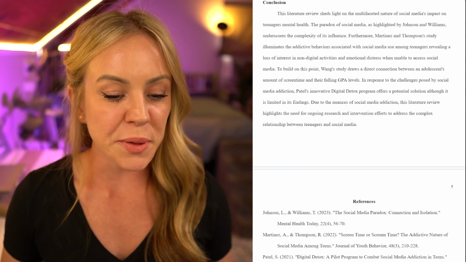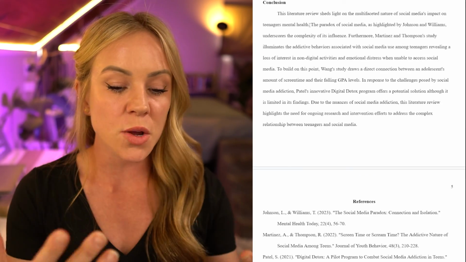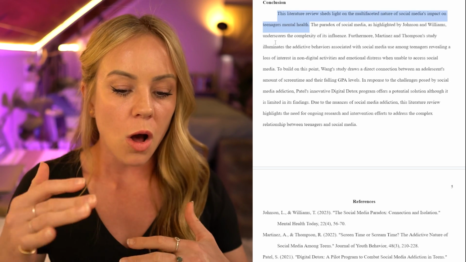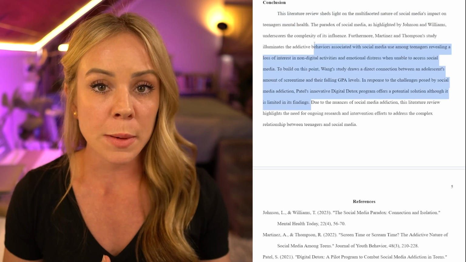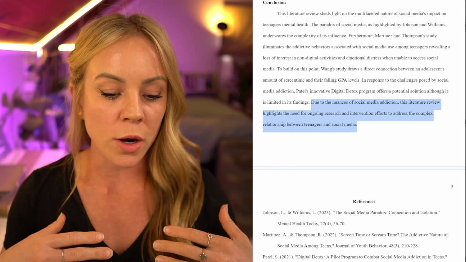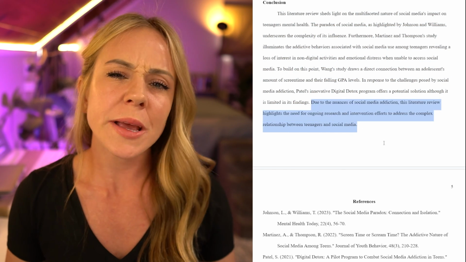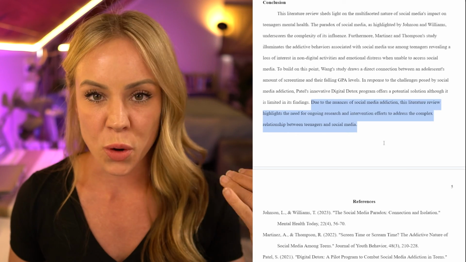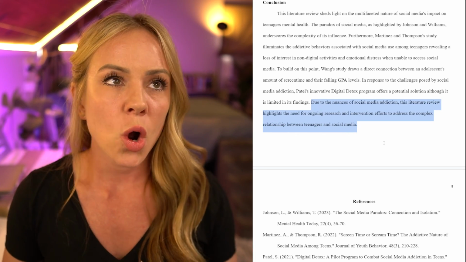All right, so as you can see, our first sentence brings the reader back to our topic. All the middle sentences highlight the main points discussed by each different source, and then we conclude with our lasting impression, which is basically stating that we need to do more research to fully understand or provide a solution to this problem. But with that, we have officially built a structurally sound, effective literature review from our annotated bibliography.